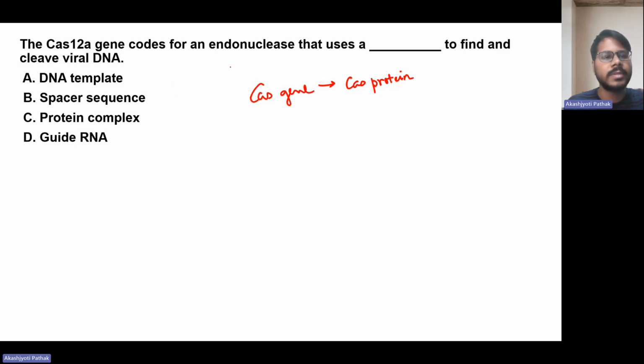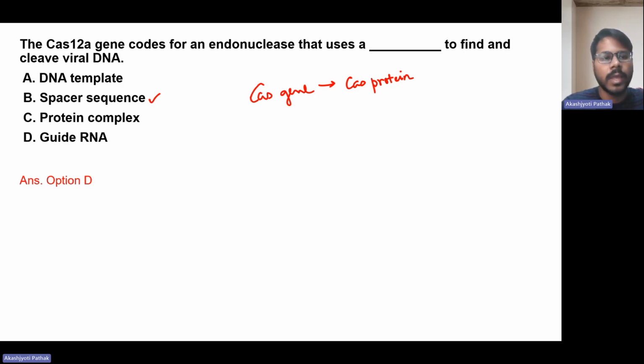Okay, so that uses a spacer sequence, right? It uses a spacer sequence to find and cleave viral DNA. The spacer sequence is providing the specificity, telling the Cas protein where it has to bind in the viral genome, or what the target site of this Cas protein is. That is defined by the spacer sequence. Okay, the answer is option.